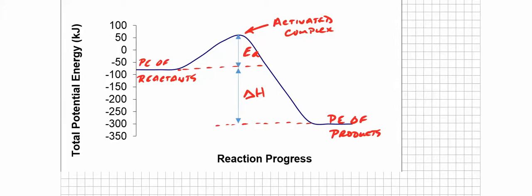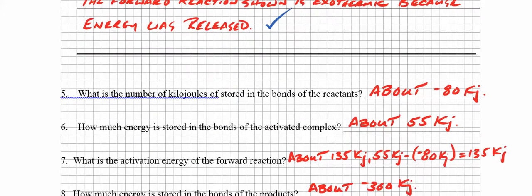So again, the question was, what is the number of kilojoules stored in the bonds of the reactants? We're going to say about negative 80 kilojoules. Remember, we're calling it negative because it's an amount stored. It's not an amount that's being expressed as heat. All right, it eventually will be, but not yet.